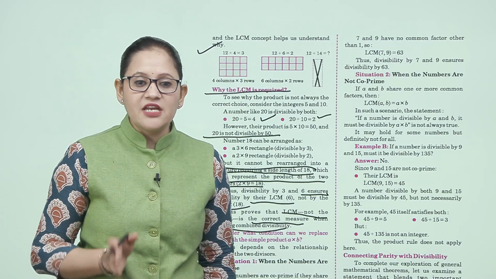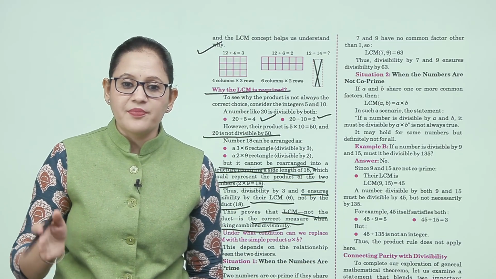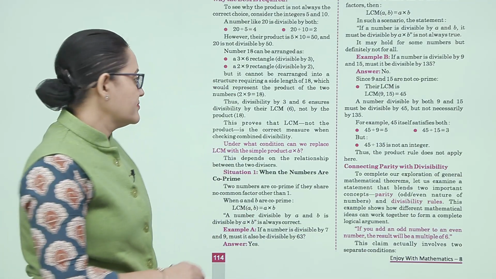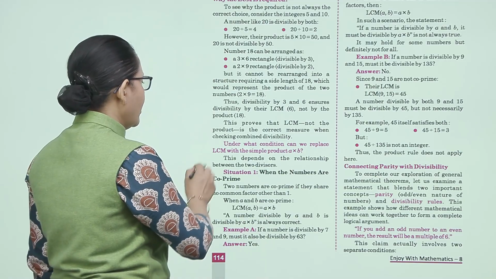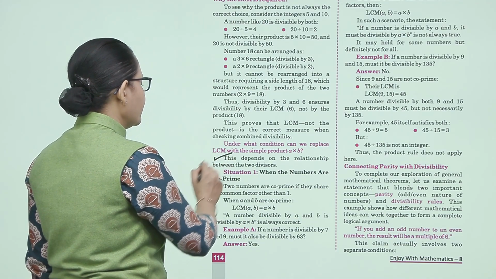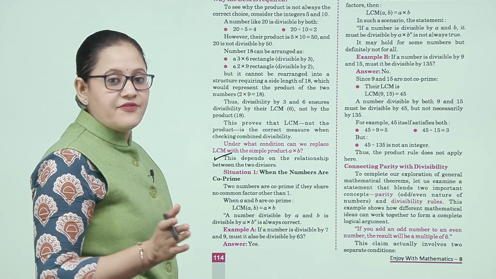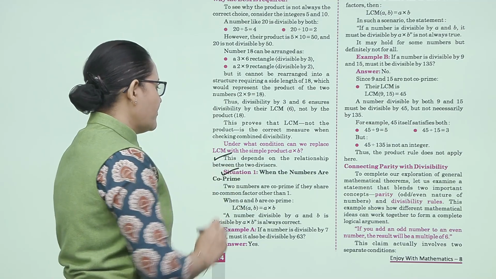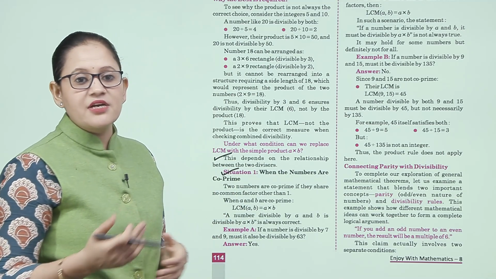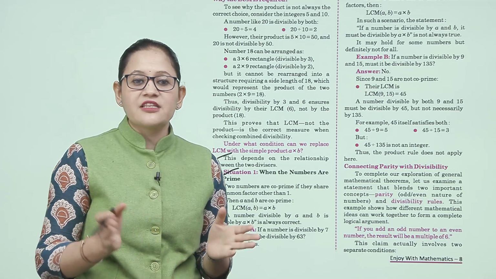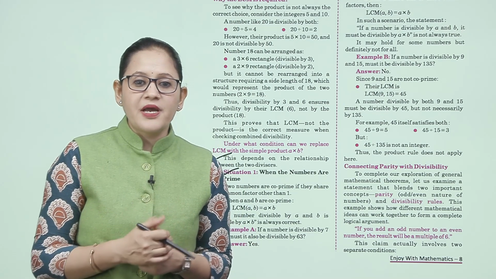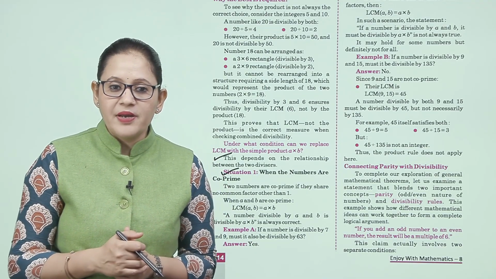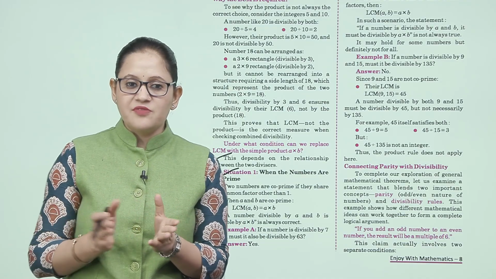Under what condition can we replace the LCM with the simple product a into b? Now, this depends on the relationship between the two divisors. Situation 1, when the numbers are co-prime. Two numbers are co-prime if they share no common factor other than 1. When a and b are co-prime, the LCM of a and b equals their product.